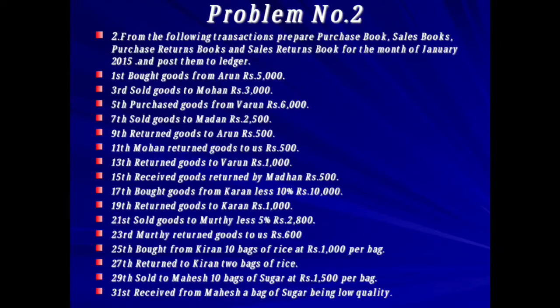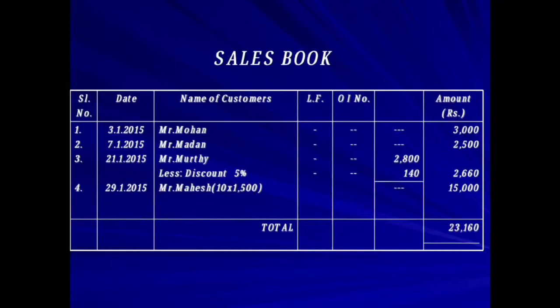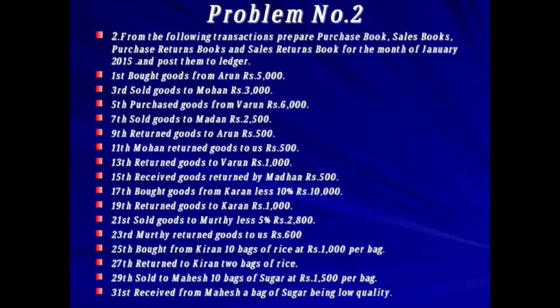Sold goods to Madan for rupees 2,500. So again we have sales here. So you have to record it in a sales book. 7th. Sold goods to Madan. Right? So second entry in sales book 7/1/2015. Mr. Madan, 2,500. We have sold the goods to him. Okay. Then next we have on 9th.